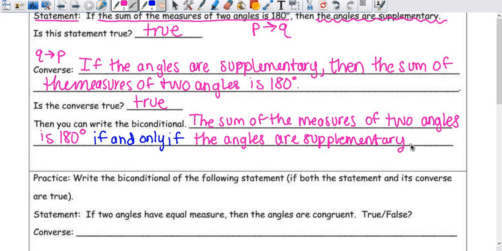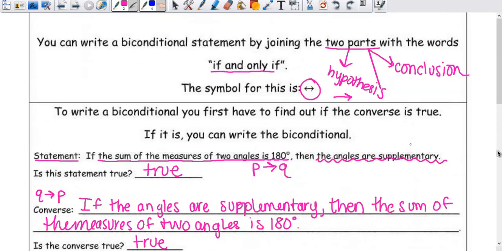Okay, so let's read that statement. The sum of the measures of two angles is 180 degrees if and only if the angles are supplementary. We can add that in because it was both ways it was true. If you have supplementary angles, you have two angles that add up to 180 degrees. All right, so let's look at the second example.